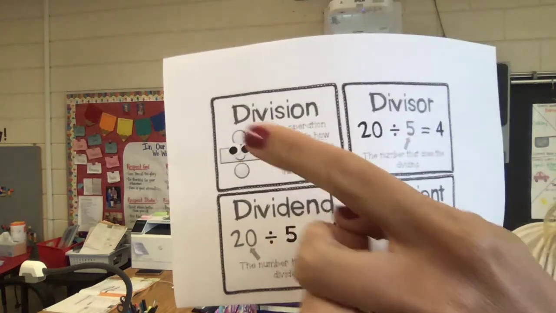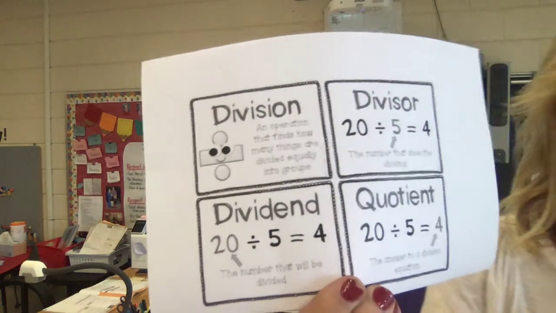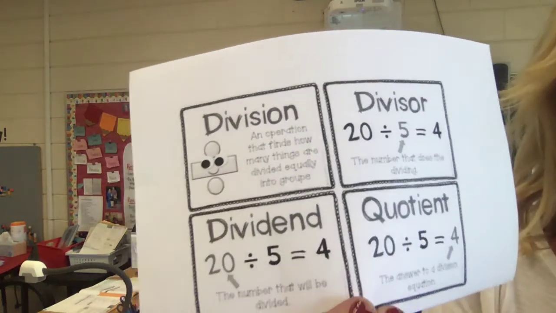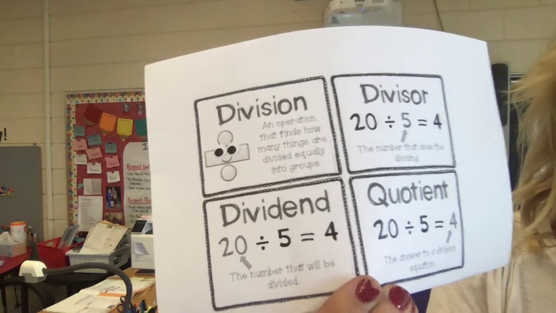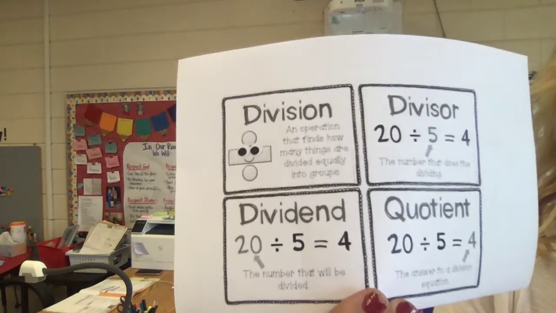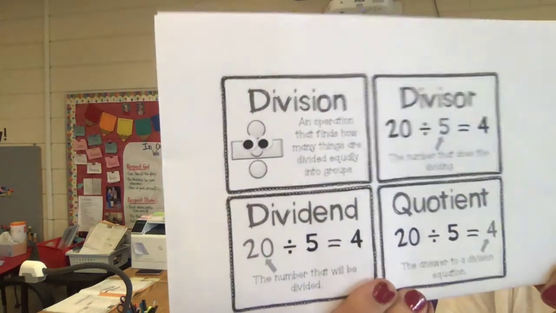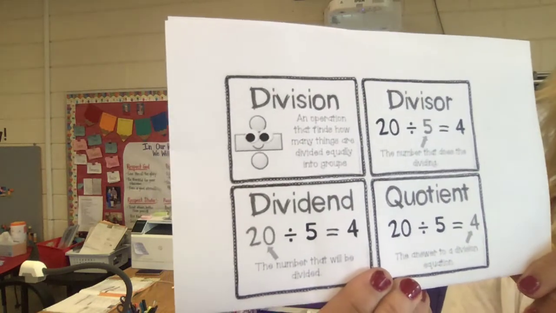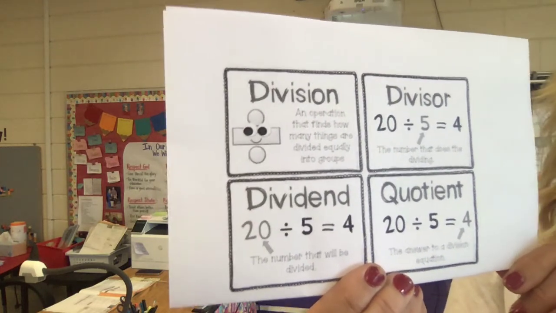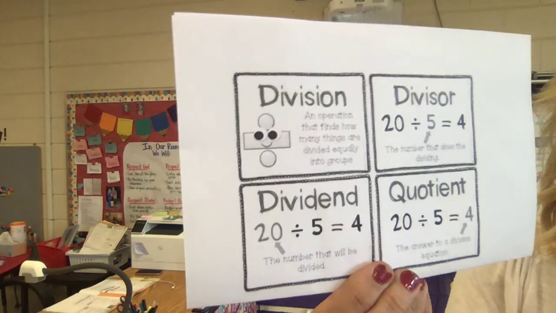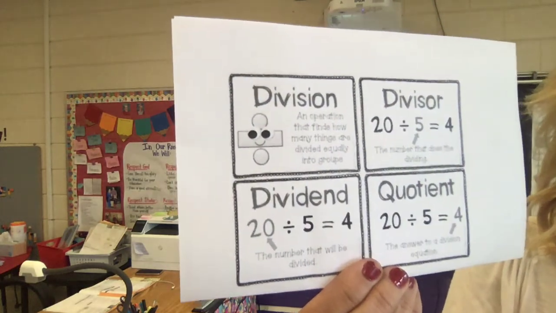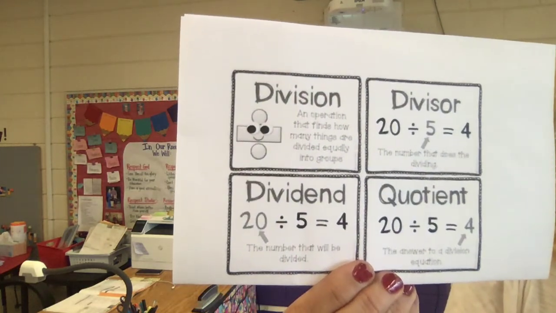Obviously, we're talking about division. Division is an operation that finds how many things are divided equally into groups. That's what we were talking about yesterday. We're talking about equal groups, not just groups. You're also going to see the next three words a lot: divisor, dividend, and quotient.